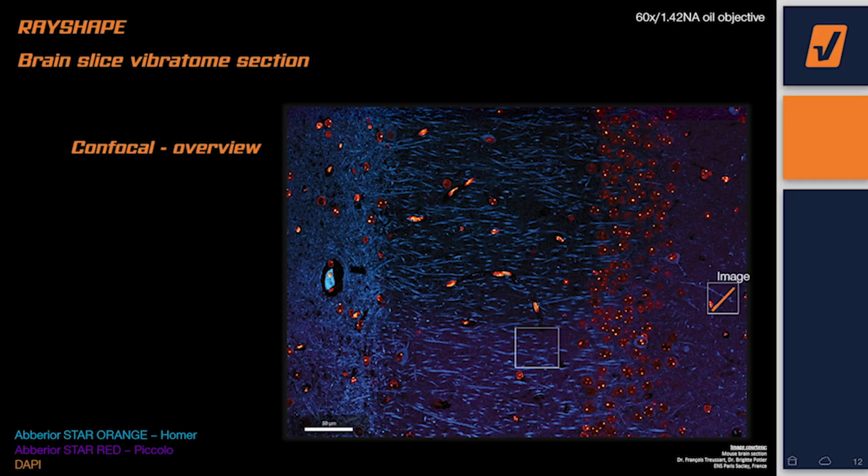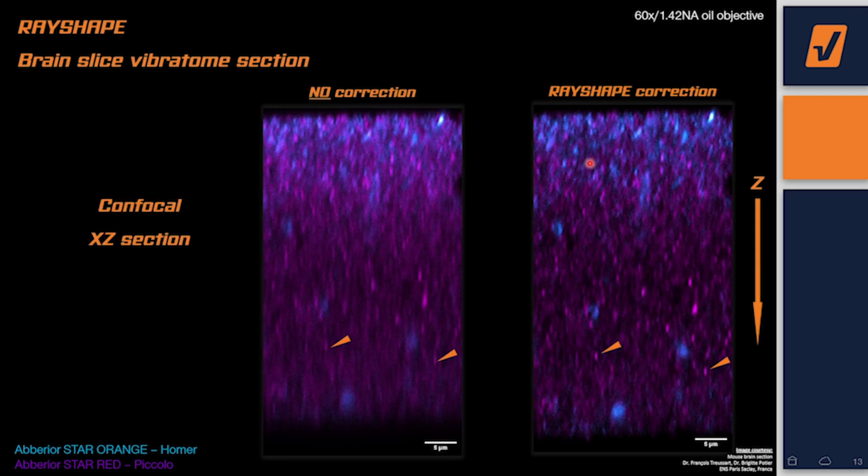So now I want to show you some data where we used RAYSHAPE to greatly improve the image quality in challenging samples we got during some of our demos. Here, for example, we have a vibratome section of a brain slice. This is just a confocal overview, but then I acquired another image. We see here the position where the image is taken, which is again a vertical section through our sample. If we don't have any correction, we get for confocal a decent image on top, but it gets blurrier and blurrier the deeper we go. However, if we apply RAYSHAPE aberration correction, we get a much nicer and sharper image.